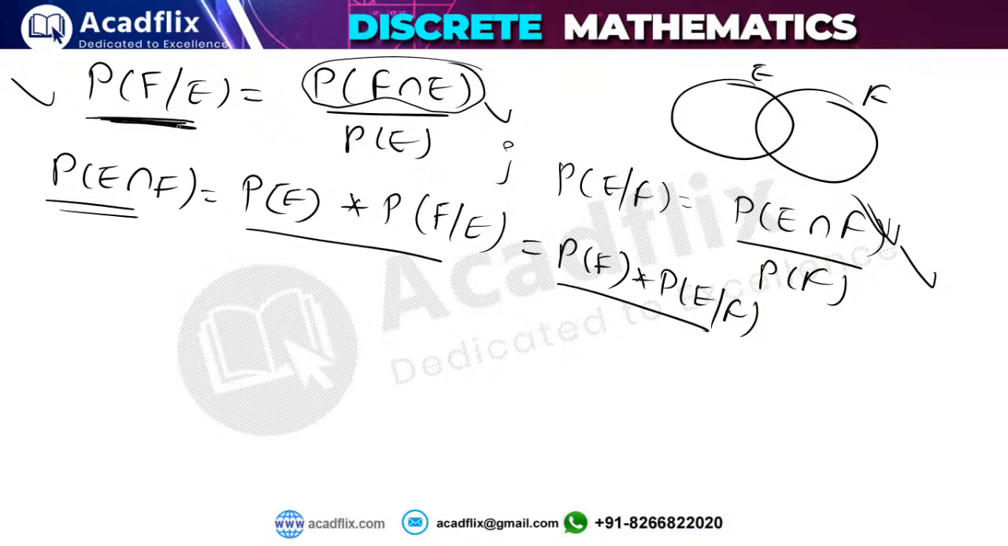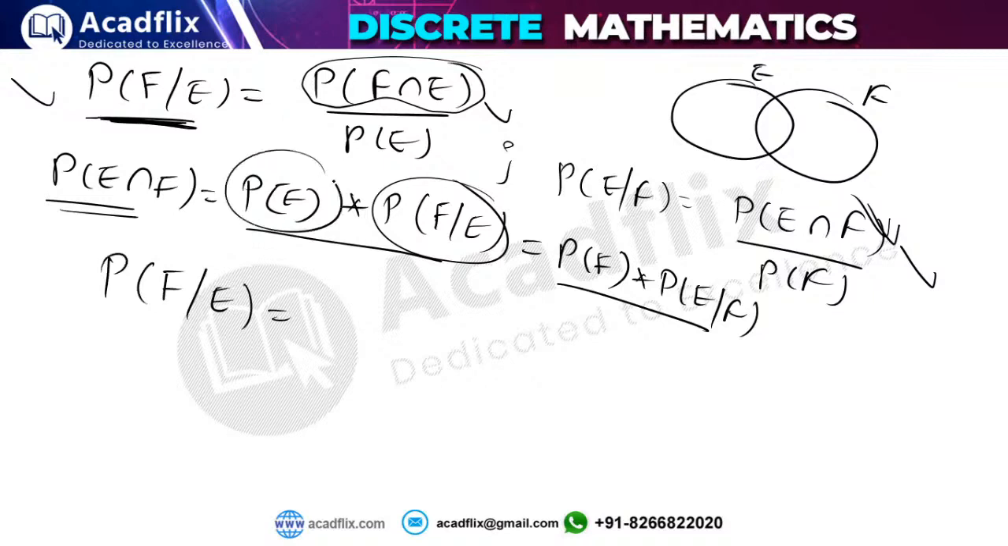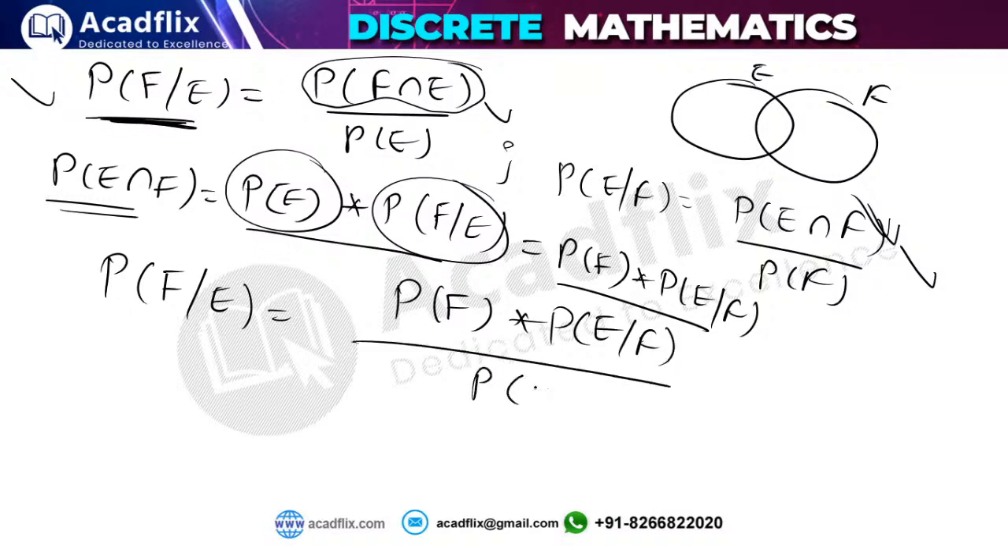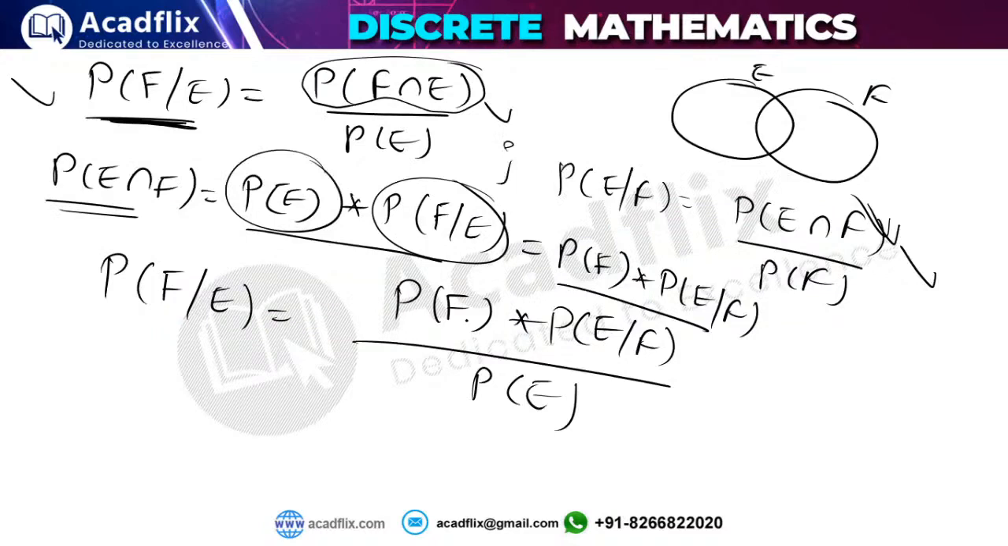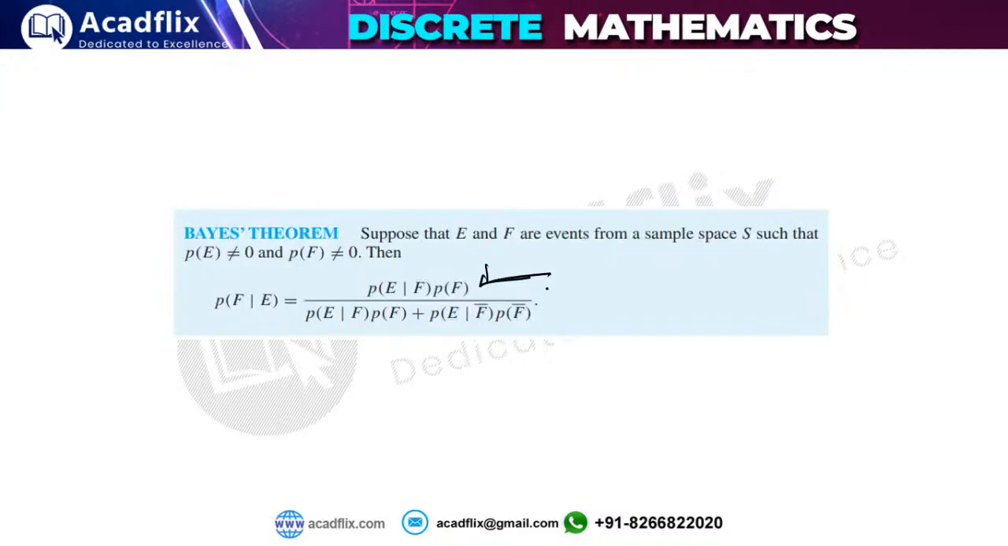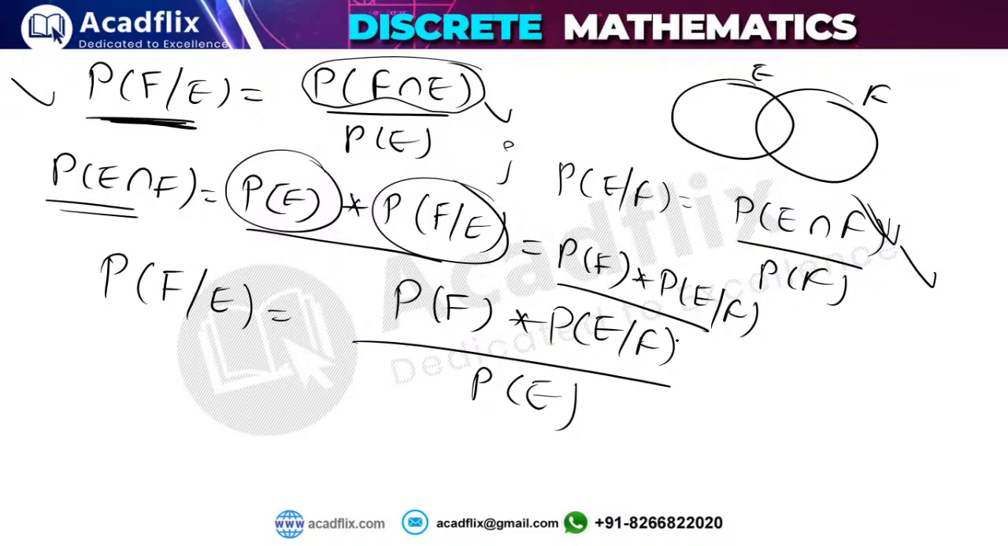You want to find the value of probability of F given E. You can divide, so this will be probability of F multiplied by probability of E given F divided by probability of E. So in the Bayes formula, the top part says probability of F multiplied by probability of E given F, which we have already seen. The bottom part is nothing but probability of E. Because how can you find probability of E? Let me explain.